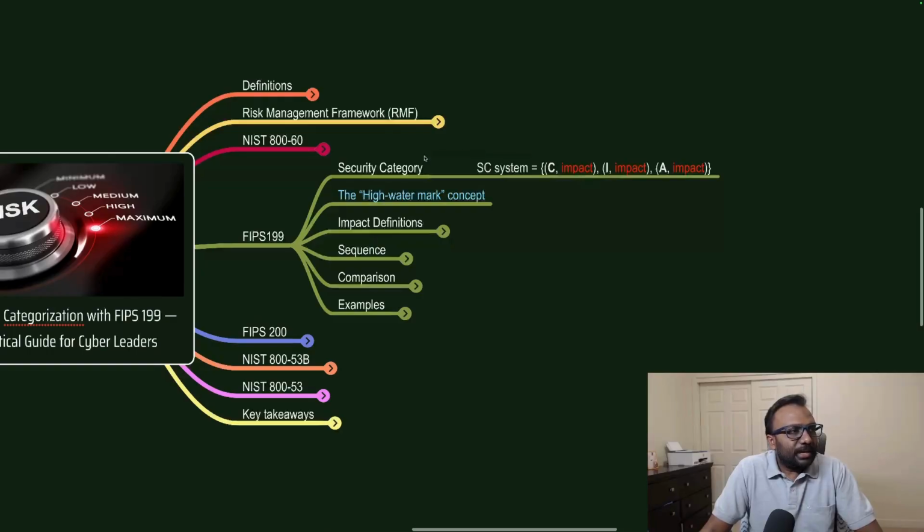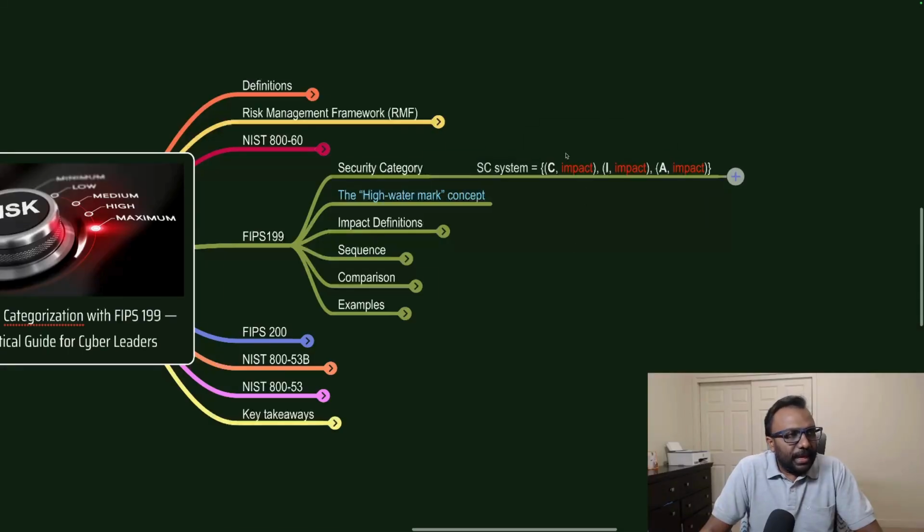What are the impact levels? We have already seen, right? The impact levels are low, which is having a limited adverse effect, moderate, which is having a serious adverse effect, and high, which is having a catastrophic or very serious adverse effect. Okay, that is where we are talking about the impact level. Every system, when we are doing this, we have to come to the confidentiality, integrity, and availability and its impact levels.